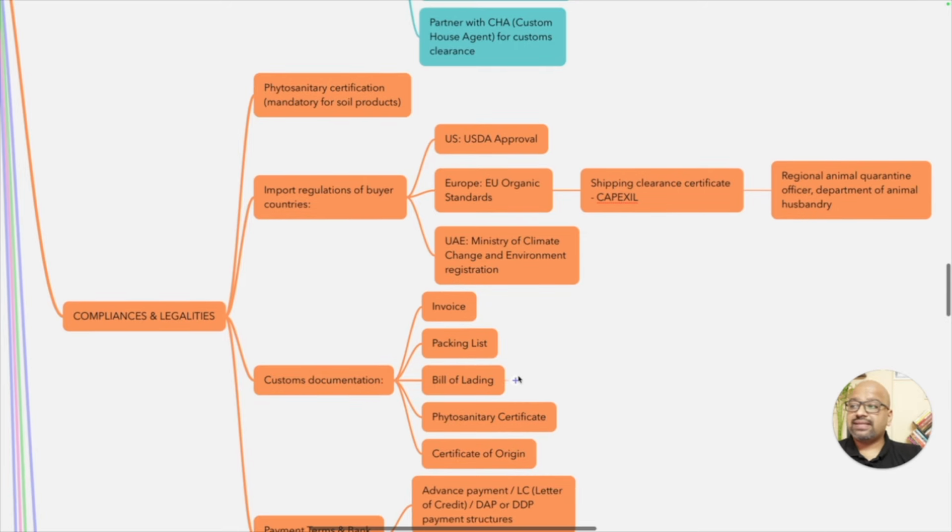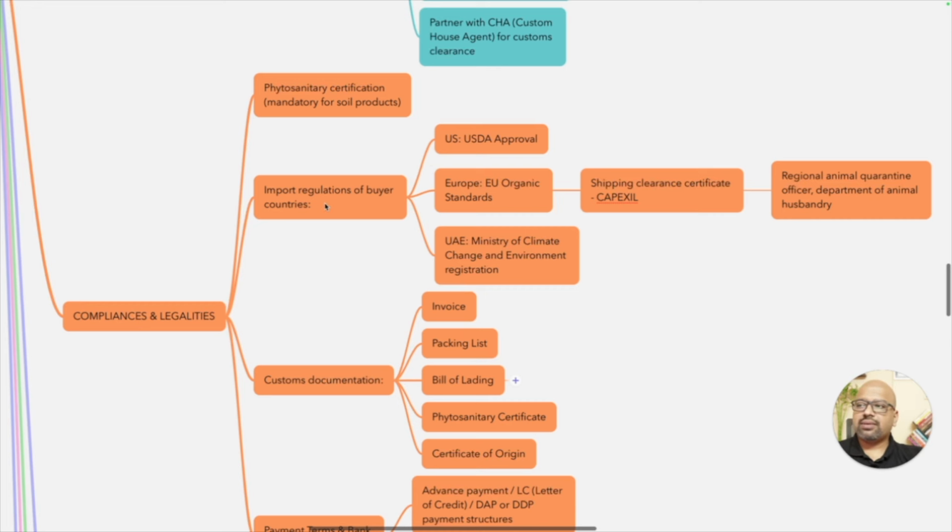So, compliances and legalities. Phytosanitary certifications are something that is required. Normally, get it checked whether it's really needed or not. Some countries don't ask for it. Some countries are really adamant, they want it for sure.